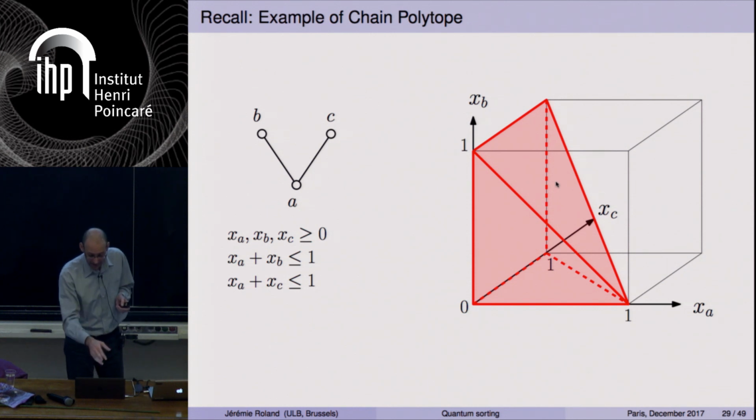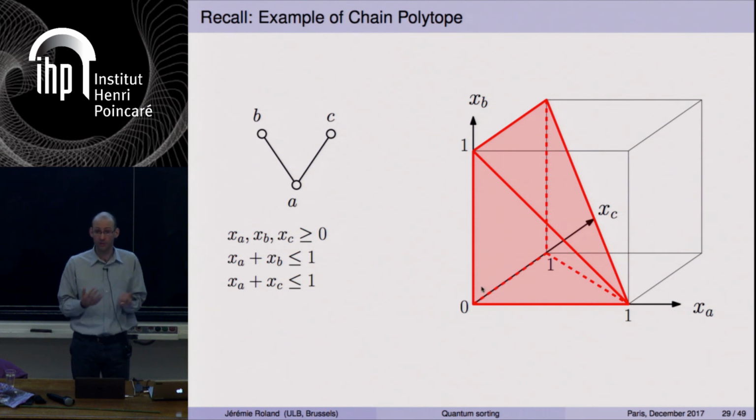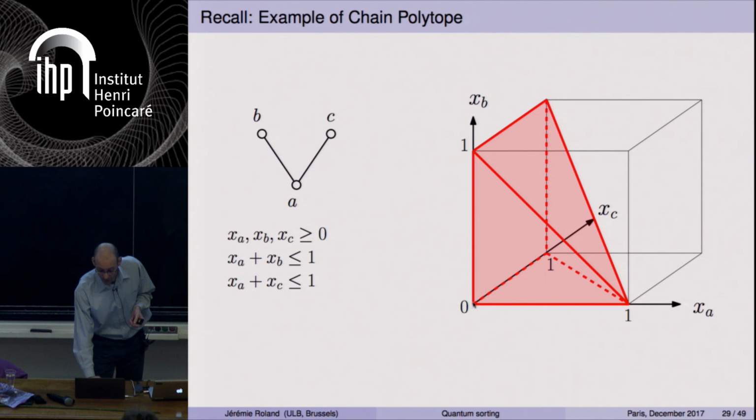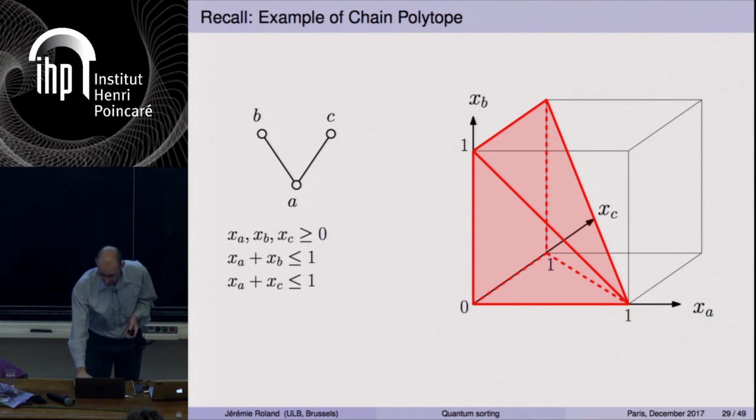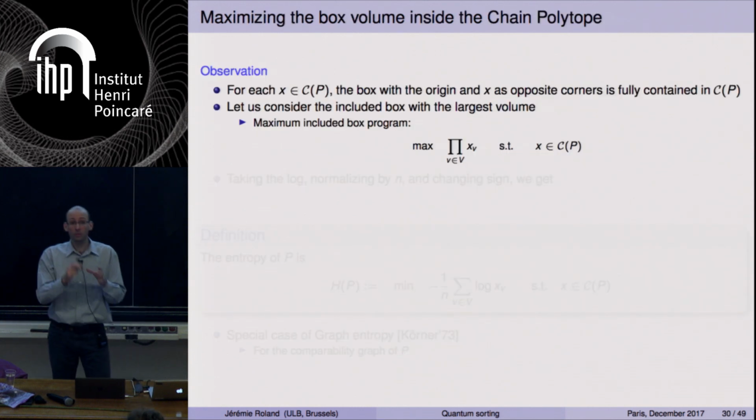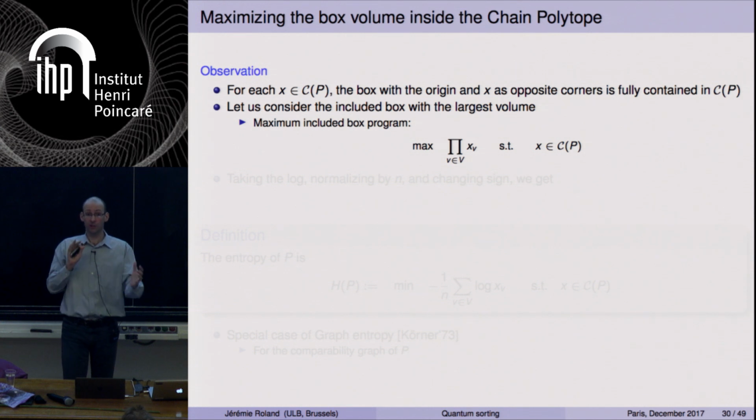And since the chain polytope is a polytope, it's convex, and it also always includes the origin. For any point you consider in the chain polytope, when you make that construction, you will get a box which lies completely inside the polytope. And that's the idea. So now we're trying to optimize: take the largest possible box.